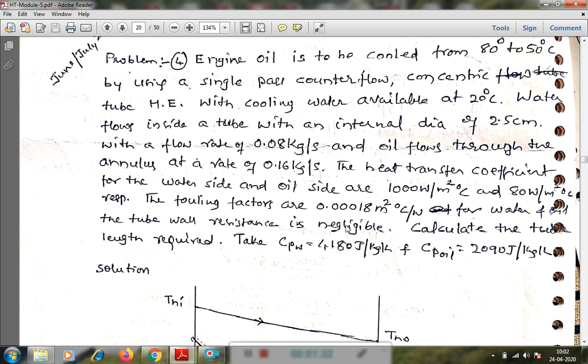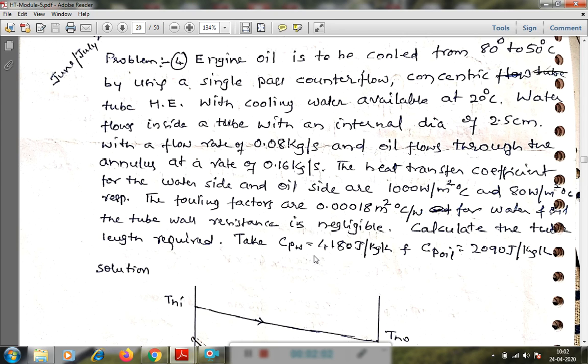The following fouling factors are 0.00018 meter square degree Celsius per watt for water and oil side. Okay, for water and the oil. The tube wall resistance is negligible. Okay, the thermal conductivity of the tube wall is negligible. Calculate the tube length required. The tube length required we have to find out.